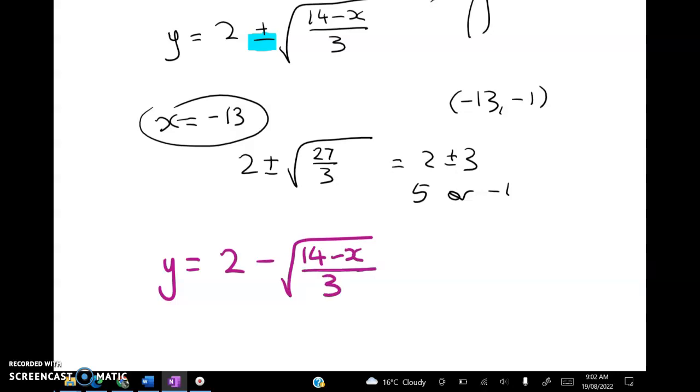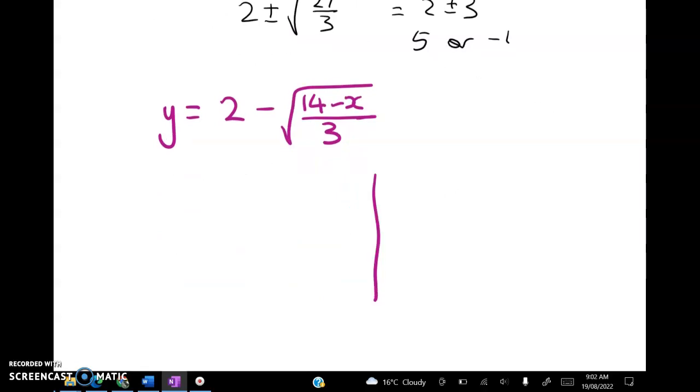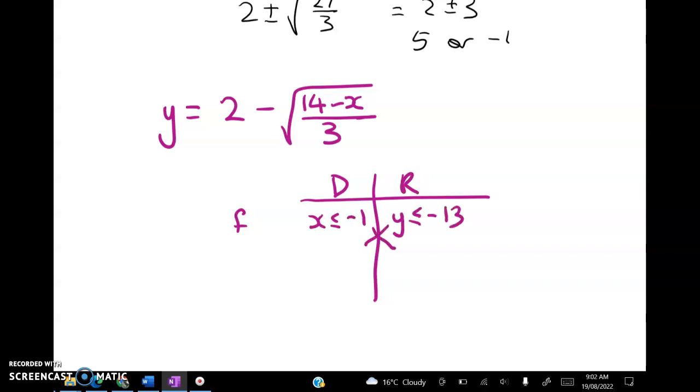The other way to think about this is if you're thinking about the domain and range of this function, they switch over as well. So the domain for f was that x is less than or equal to -1, and the range is that y is less than or equal to -13. When we invert them, that switches. And we have to have x is less than or equal to -13, and y is less than or equal to -1. And that way is usually actually faster. That tells you that if we want the y values to be low here, then there's no way we're going to do 2 plus a number.